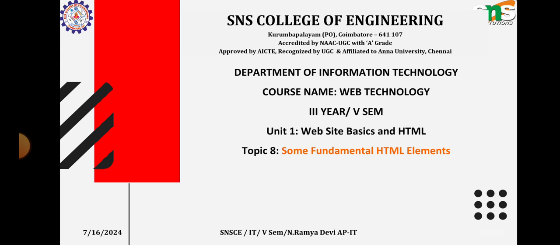Today I am going to share a small article regarding the fundamental HTML elements. So what is an HTML element? An element is an individual component of an HTML document. It represents the semantics or meanings.